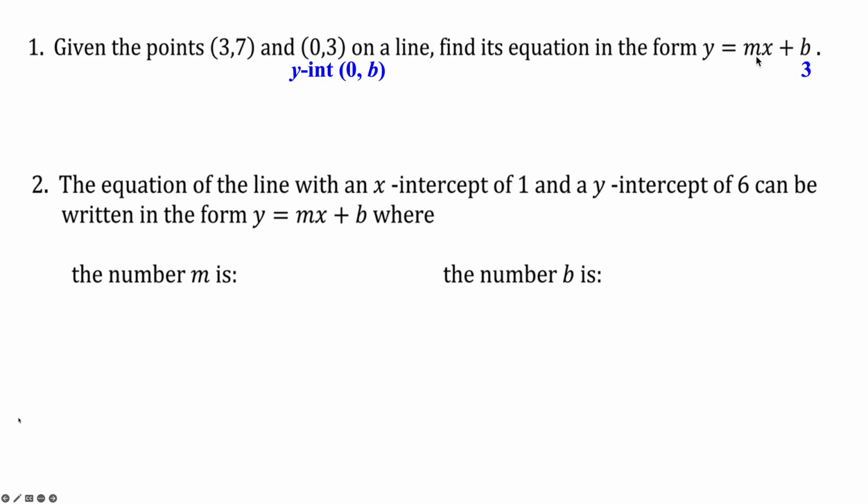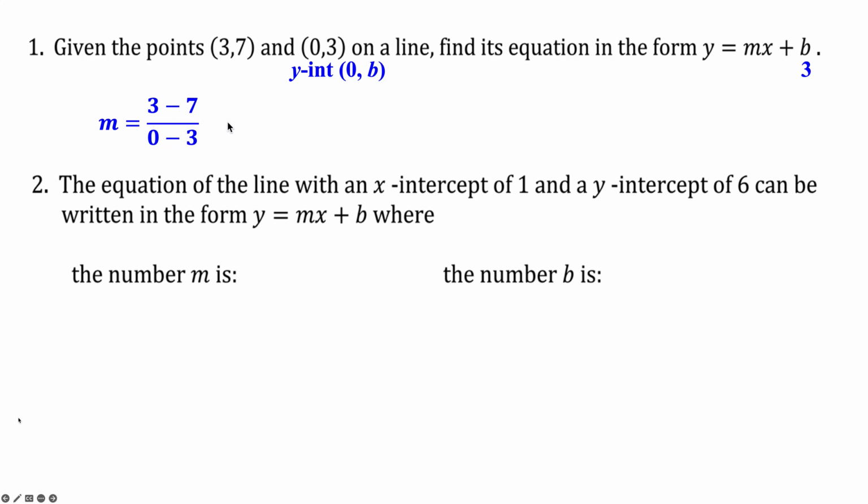So we need the slope. So we go to the slope formula. 3 minus 7, second y minus first y over first x minus second x. 3 minus 7, that's going to give us a negative 4 over negative 3. Okay, well, you're working with negatives.